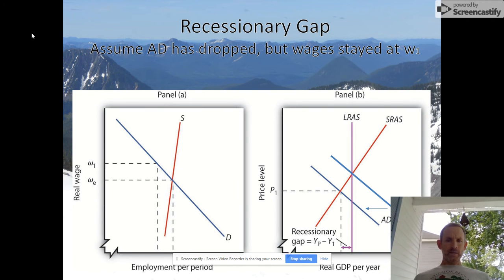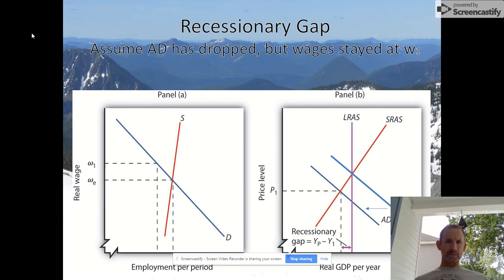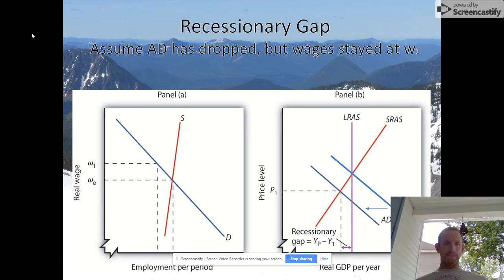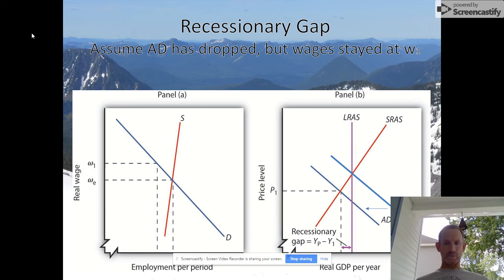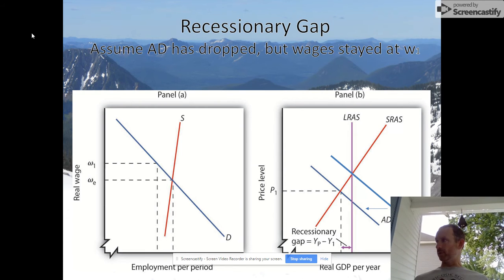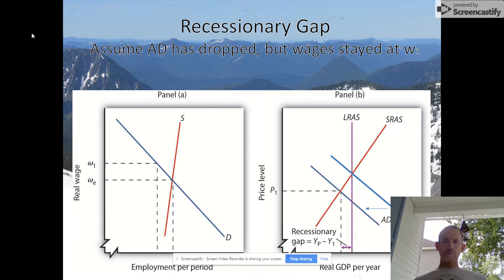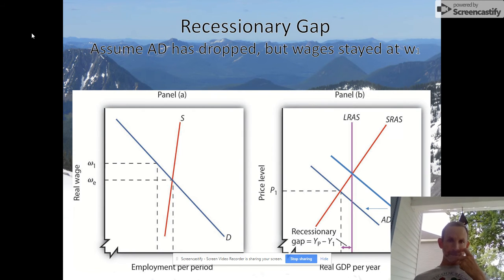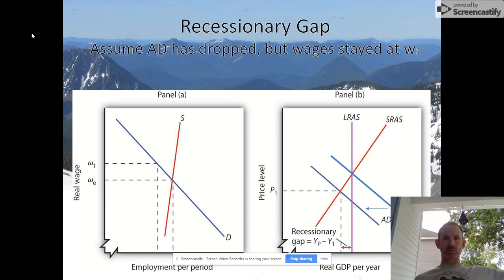So, this graph, or this pair of graphs, is like the one we ended on in the last video. The graph on the left is showing you the labor market. It has real wage on the vertical axis and employment on the horizontal axis. The graph on the right is showing you aggregate demand and aggregate supply and sort of what's going on in the economy as a whole. So this one is trying to show you an example of a recessionary gap or a recession.